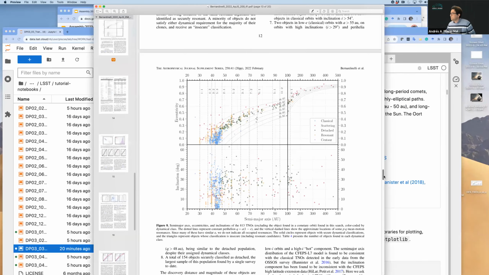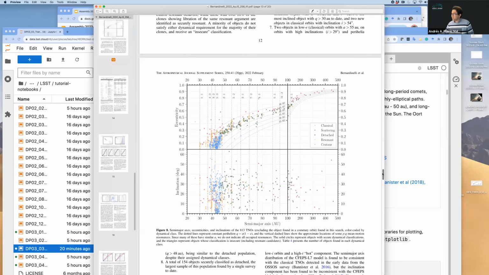This is a paper that used the Dark Energy Survey, which is a project that is trying to do cosmology, but it also took a lot of data that allowed the discovery of about 814 Trans-Neptunian objects. In this tutorial, one of the first things that we want to do is to reproduce this plot from this paper, which is a plot of the eccentricity on the y-axis of TNOs as a function of their semi-major axis.